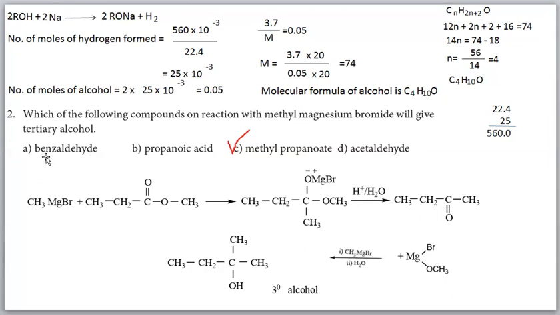So option A is wrong, B is wrong, D is wrong. Automatically C is right. Again, we can verify if you need. You see, methyl magnesium bromide reacts with methyl propionate. CH3CH2COOCH3, methyl propionate. Now what will be the reaction?